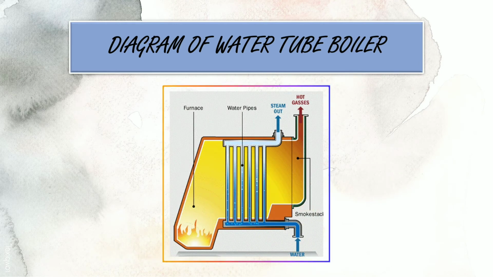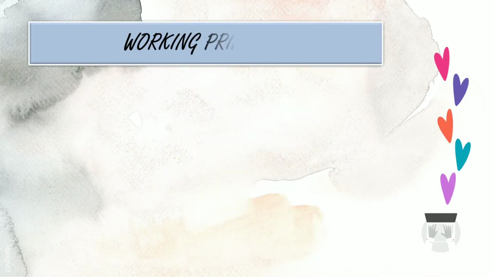The water runs through water pipes, and the hot gases from the furnace are passed over the outer surface of the water pipes. The heat is transferred from the hot gases to the water in the pipes and converted into steam. The hot gases will then pass through the smokestack to be released. Working principle.